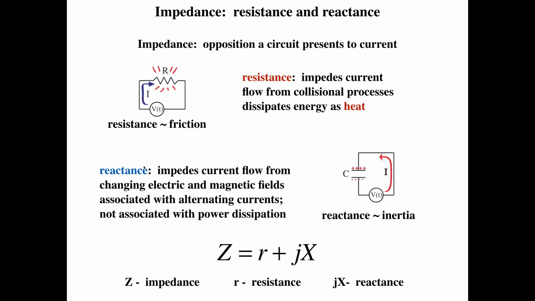Another form of impedance is reactance. Reactance is typically associated with changing electric and magnetic fields associated with alternating currents, and the devices that have reactance are capacitors and inductors. Here we have a simple circuit with a capacitor in line with a voltage source. You can imagine as charge builds up on this capacitor, as illustrated by the plus and minus symbols here, that charge is going to impede the flow of current in this circuit. Overall, the impedance is given by the letter Z, and it's equal to the resistance, R, which is real, plus the imaginary term reactance, jX.